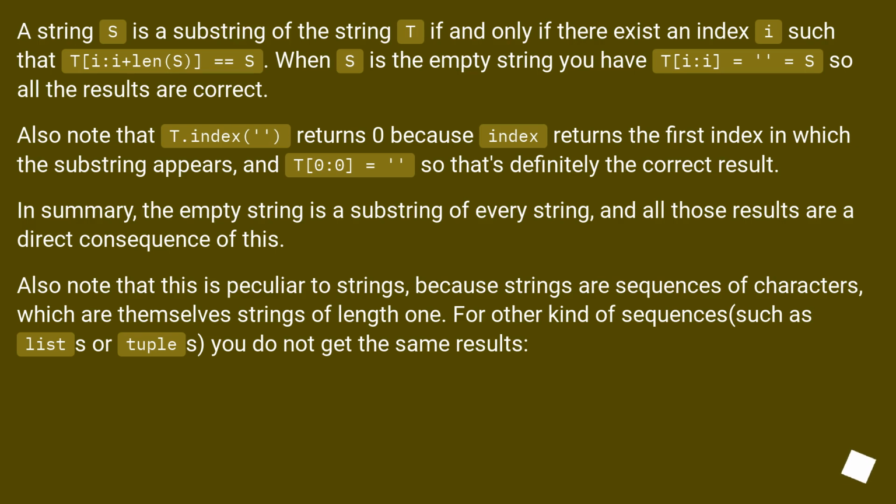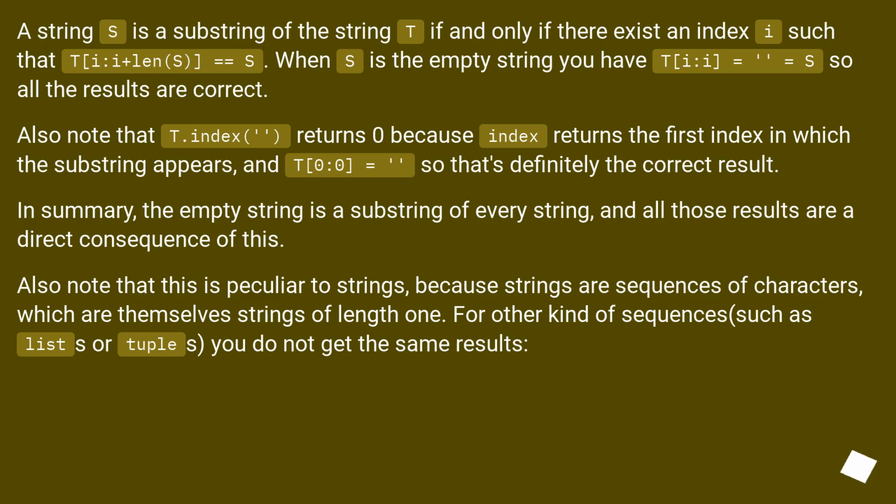A string S is a substring of the string T if and only if there exists an index i such that T[i:i+len(S)] equals S. When S is the empty string you have T[i:i] equals S, so all the results are correct. Also note that T.index returns 0 because index returns the first index in which the substring appears, and T[0:0] equals '', so that's definitely the correct result. In summary, the empty string is a substring of every string, and all those results are a direct consequence of this.